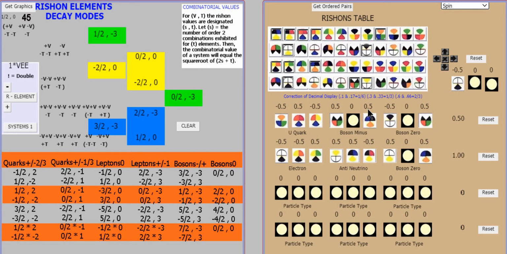Now, if we look at the decay products, we will see that the spin on the electron is -1/2, just as for the U quark, but the spin on the antineutrino is +1/2, and the spin 1 that was on the W boson minus is now carried by the Z boson, having now a spin 1, and the disappearing boson 0 has 0 spin.